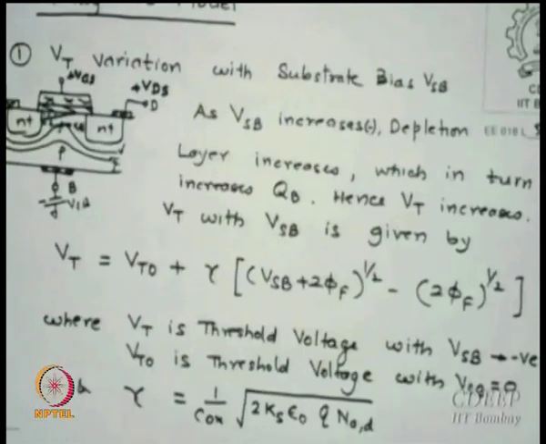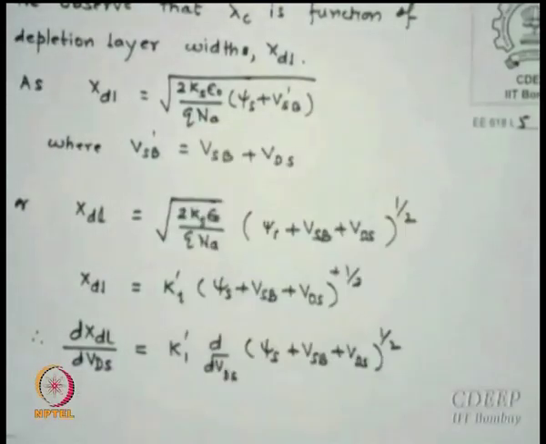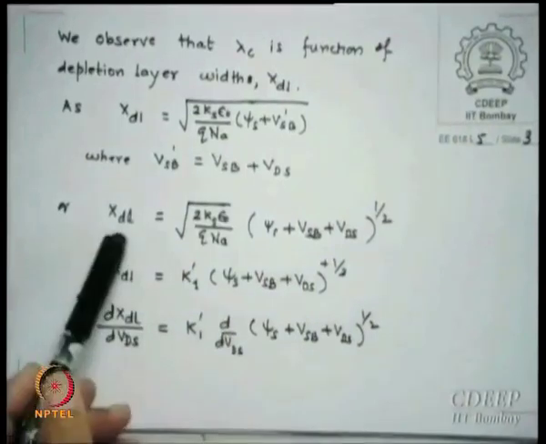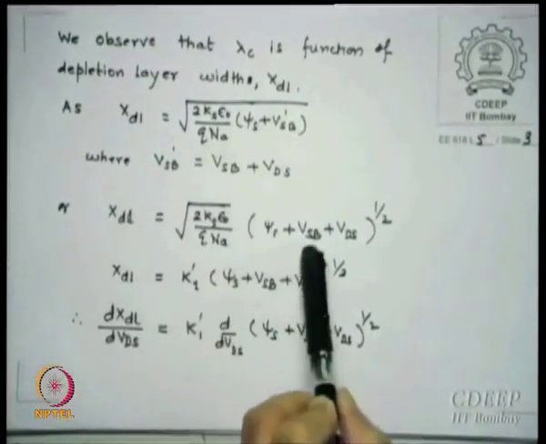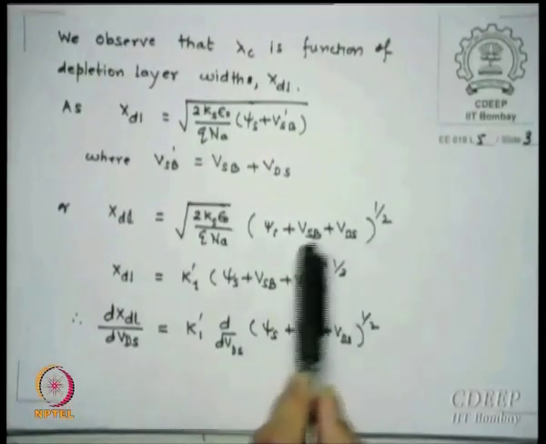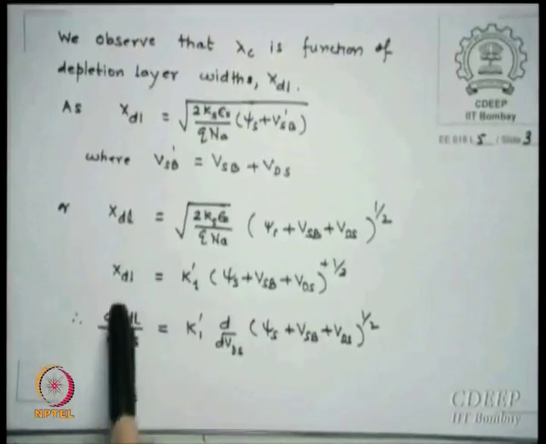So we look into it. Of course, I derived it in a big way, but you need not; you can also write it down. I normally solve all expressions. So we observe that lambda is a function of the depletion layer width XDL, which is the square root of 2 ks epsilon over q NA times (psi s plus VSB dash). Now this VSB dash is nothing but VSB plus VDS, because if there is a VSB, the depletion layer is further enhanced from the substrate bias side. So the net substrate bias is equivalent to VSB plus VDS. If I substitute now in my XDL expression, I get psi s plus VSB plus VDS. So a larger value of this will appear, and obviously the larger the VDS or the larger the VSB, even if it is a root, XDL will enhance.